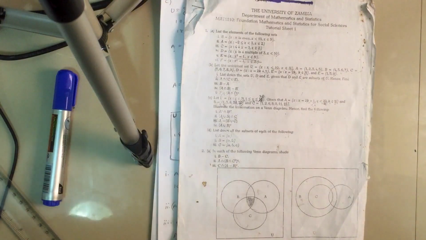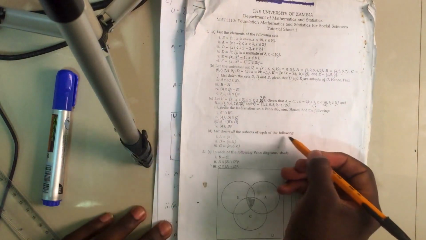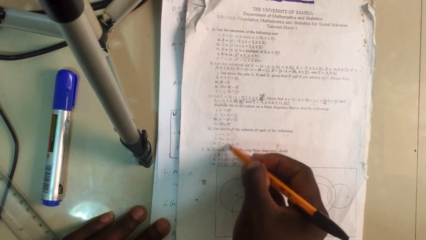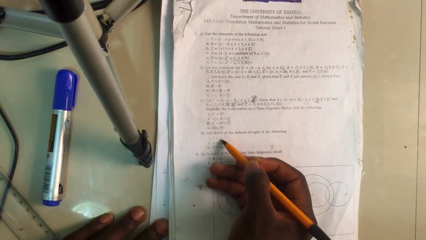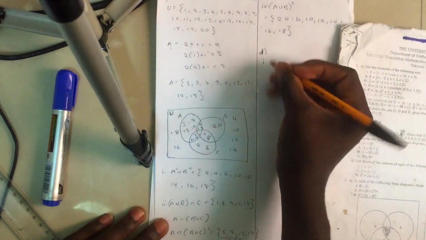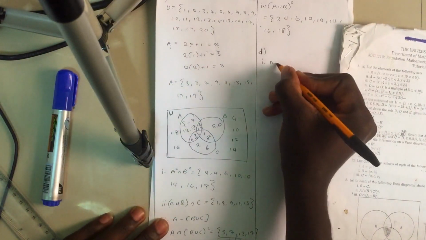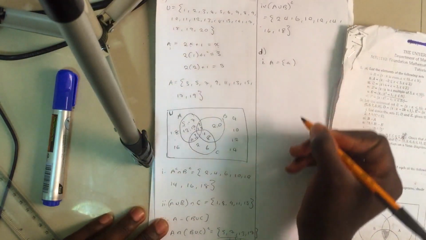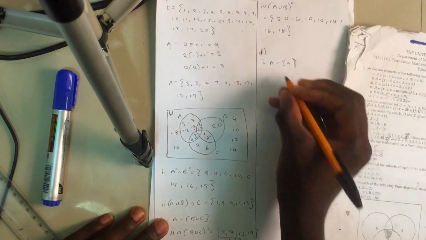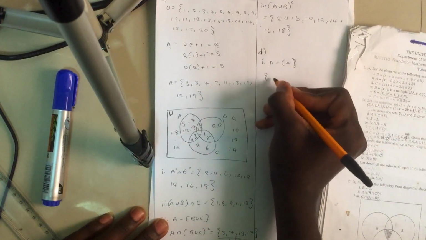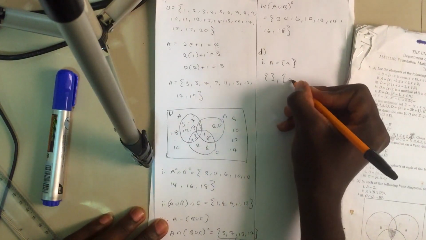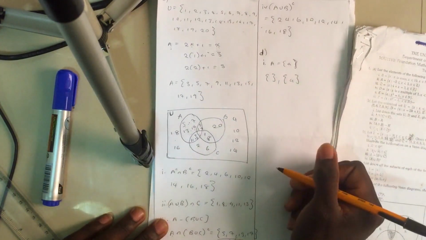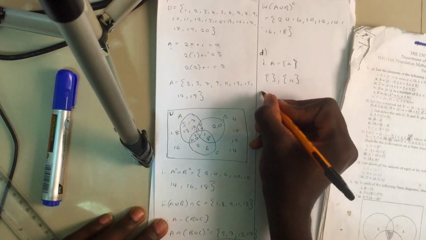All right, so question 1D says list down all the subsets of each of the following. So we just have to list down the subsets of these sets right here. Okay, number 1 says A is equal to {A}. So what are the subsets of A? The subsets of A are, first we start with an empty set, then A, which is just 2.